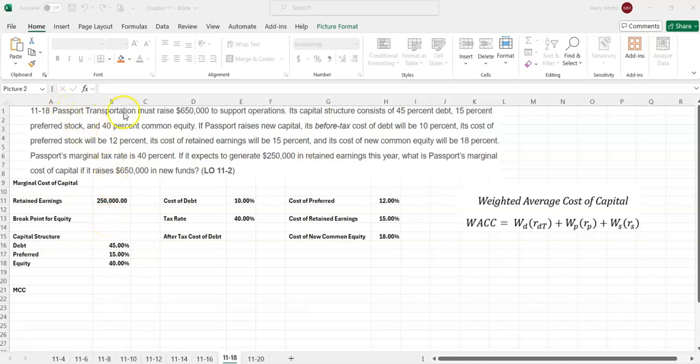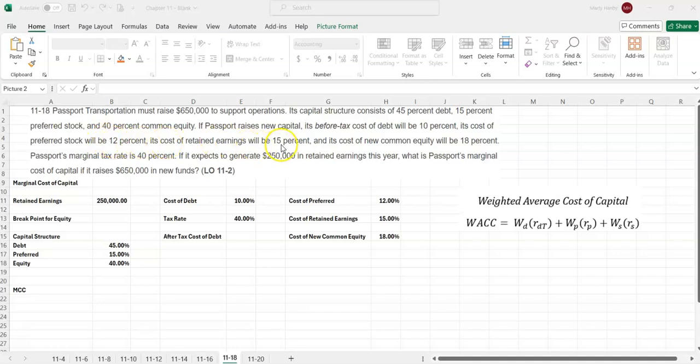So Passport Transportation must raise $650,000 to support operations. Its capital structure consists of 45% debt, 15% preferred stock, 40% common equity. If Passport raises new capital, its before tax cost of debt will be 10%. Its cost of preferred stock will be 12%.